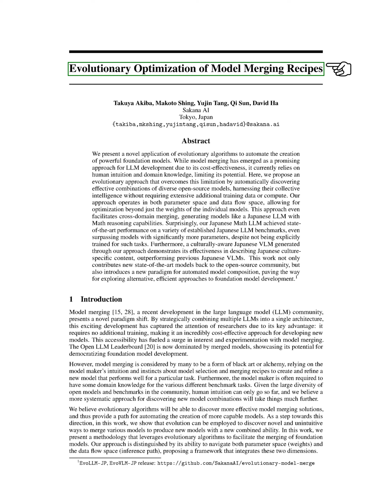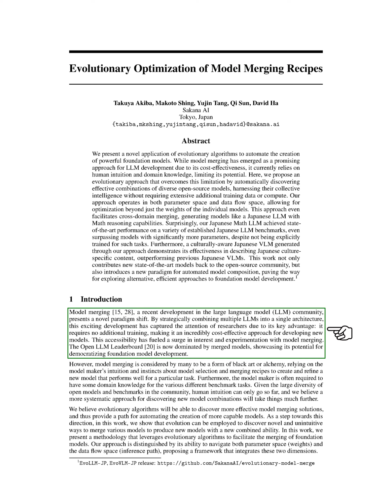Section: Introduction. In this section, we discuss model merging, which is a recent advancement in the large language model (LLM) field that has brought about a significant change in approach. Model merging involves combining multiple LLMs strategically to create a single architecture. This method has gained attention from researchers because it offers a key benefit: it does not require additional training, making it a cost-effective way to develop new models.